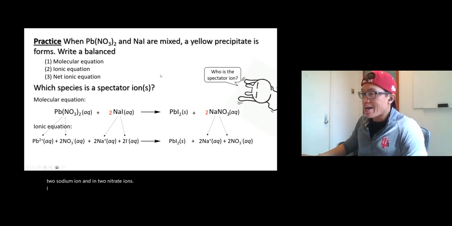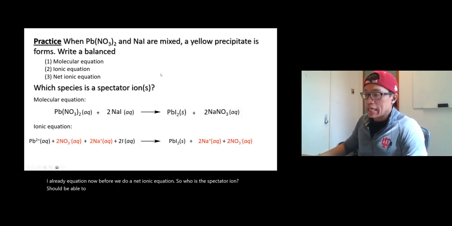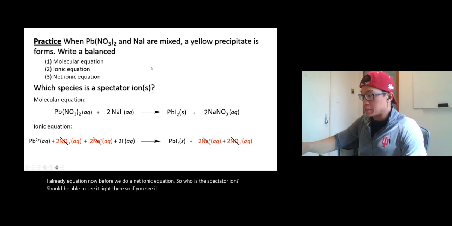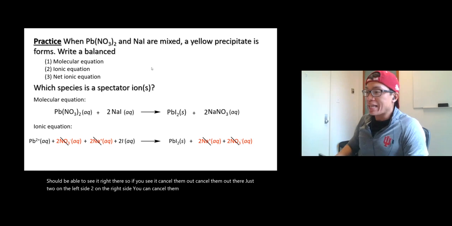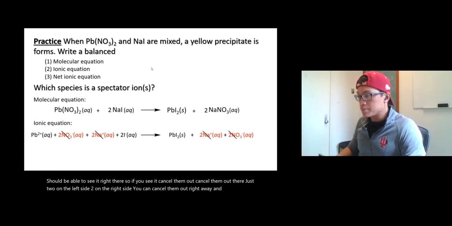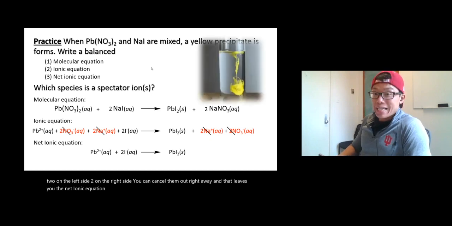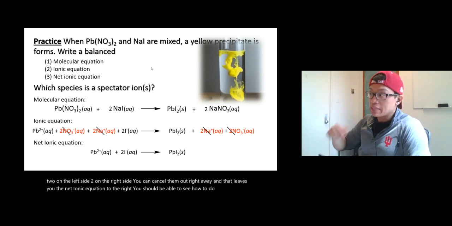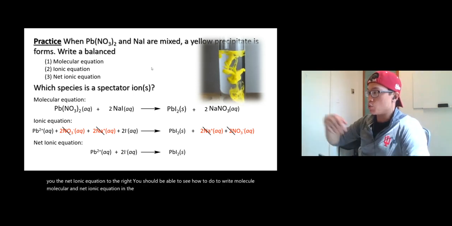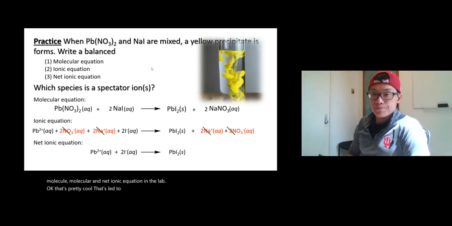Now, before we do the net ionic equation, who is the spectator ion? You should be able to see that right there. If you see it, cancel them out. They're just 2 on the left side, 2 on the right side. You can cancel them out right away, and that leaves you the net ionic equation. Ta-da. You should be able to write the molecular and net ionic equation in the lab. That's pretty cool. That's lead 2 iodide precipitate.